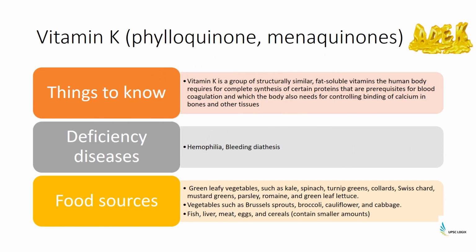Vitamin K is the last of the fat-soluble vitamins and is also known as phylloquinone or menaquinones. Vitamin K is a group of structurally similar fat-soluble vitamins in the human body and is required for complete synthesis of certain proteins that are prerequisites for blood coagulation, and which the body also needs for controlling binding of calcium in bones and other tissues. So this is an extremely important vitamin, important for blood coagulation.